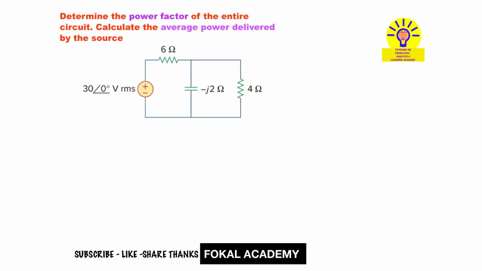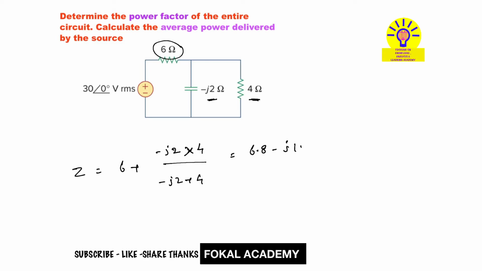So Z is equal to, so these two impedances are in parallel to each other and again in series with 6 ohms. That is equal to 6 plus, so these are in parallel, that is the product of them, minus j2 into 4, divided by the sum of them, minus j2 plus 4. By simplifying this with the help of complex numbers, we will get 6.8 minus j into 1.6.